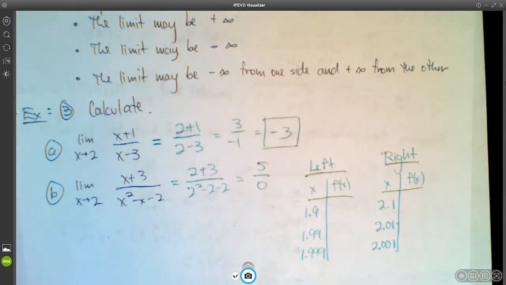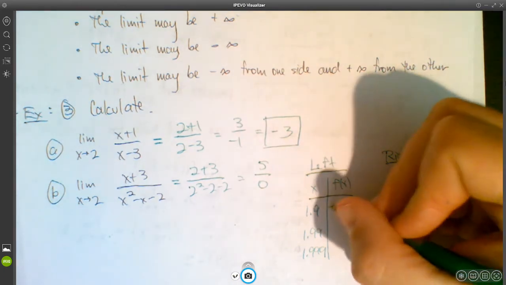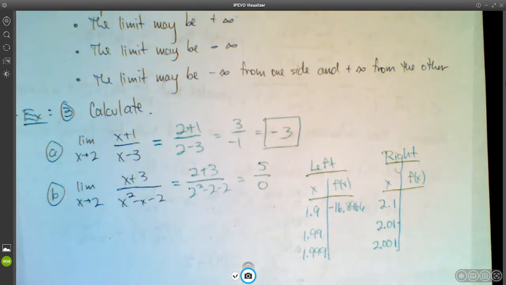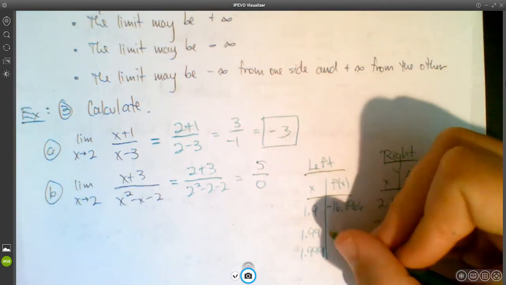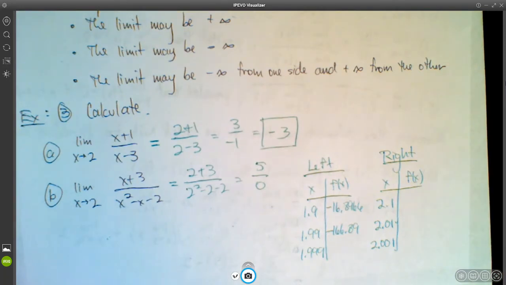And then we can plug these values into the function. So I'm going to do 1.9 plus 3 divided by 1.9 squared minus 1.9 minus 2. You should get about -16.8966. If I plug in 1.99, then I get -166.89, and I bet when I plug in 1.999, I'm going to get 1,000.